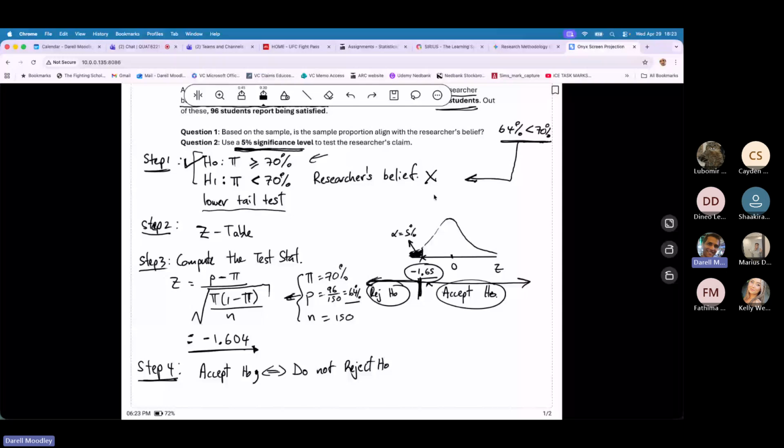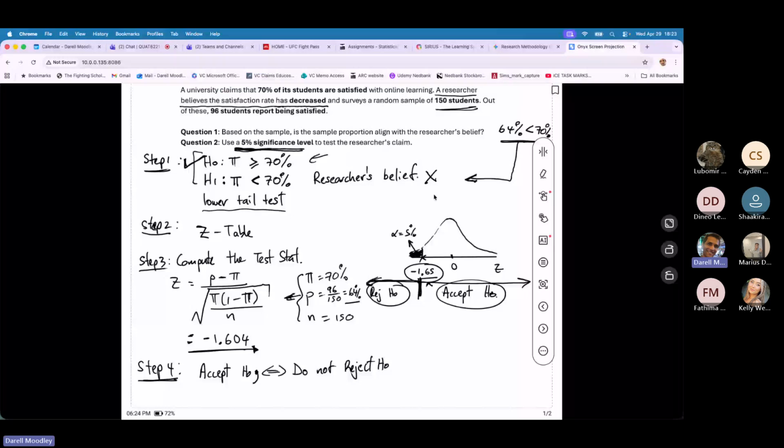The hypothesis test says, no, H naught is correct, and the researcher's belief is incorrect. And why do they contradict each other? Even though the sample that this researcher took leads us to believe otherwise, because we directly computed the percent of satisfied students and found that it is less than 70%, when you do the hypothesis test, it's telling you otherwise.